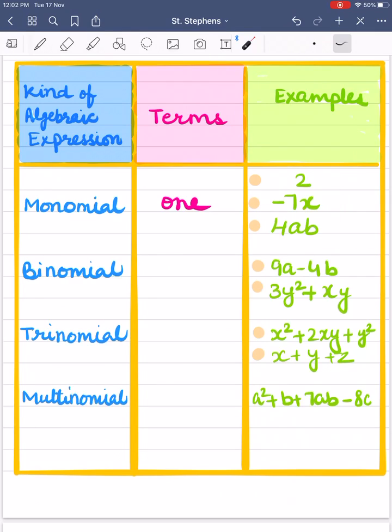A polynomial which contains two terms is called binomial. Here 9a − 4b and 3y² + xy are binomials as each algebraic expression consists of two terms.